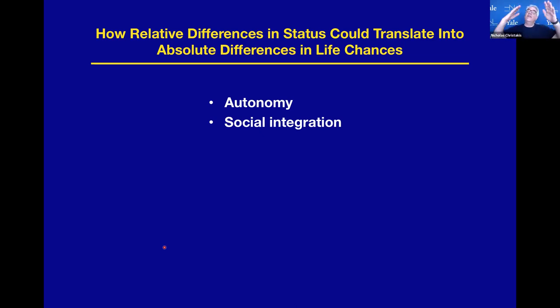So I am relatively richer than you are. That means I get more social integration and autonomy. And because I get more of those, then I am absolutely better off in terms of my health. I live longer than you in some material way.